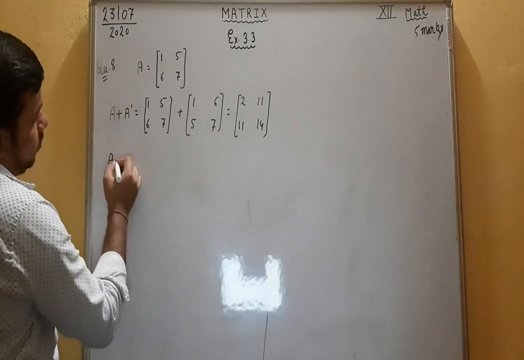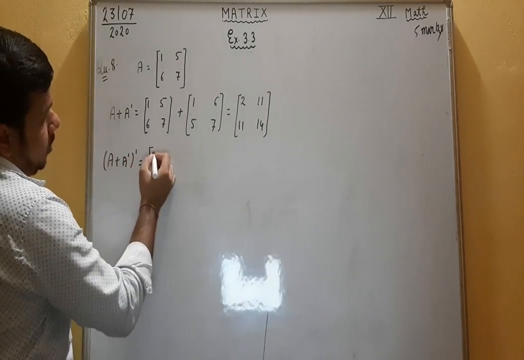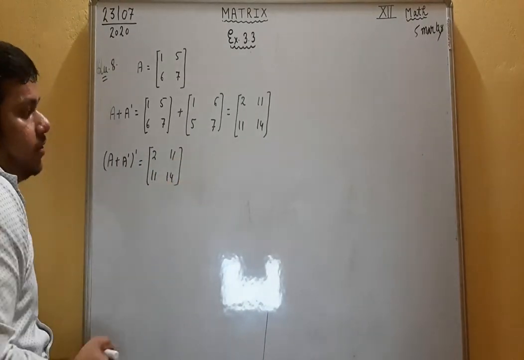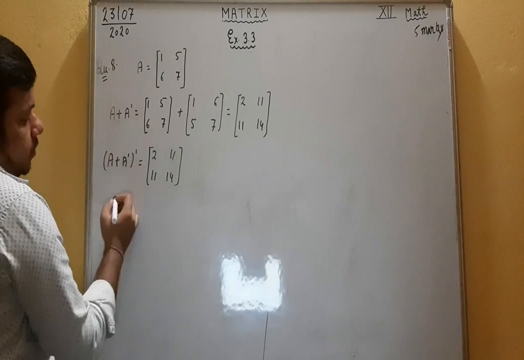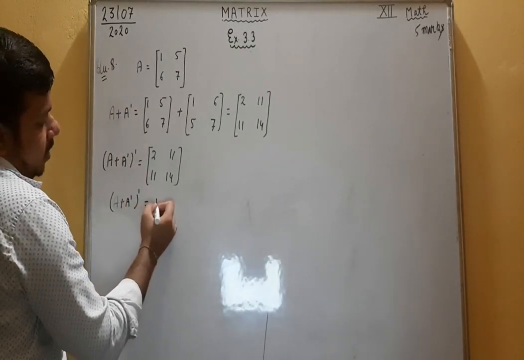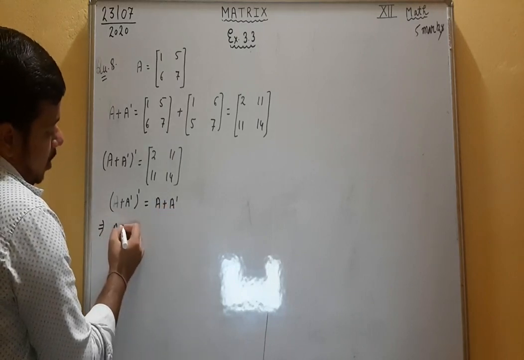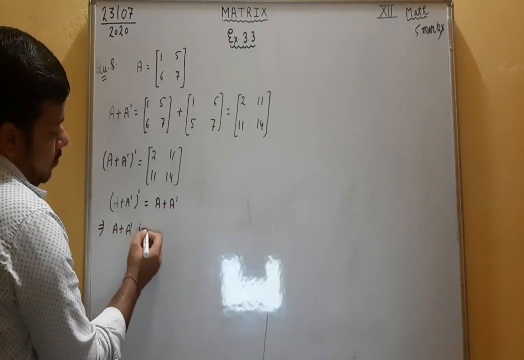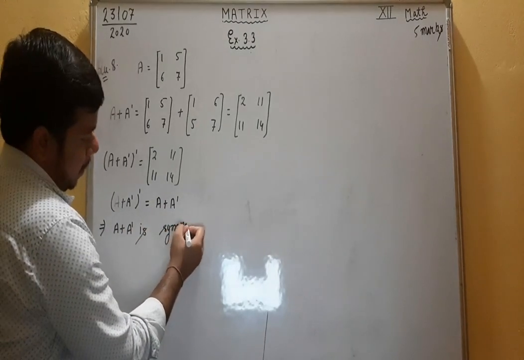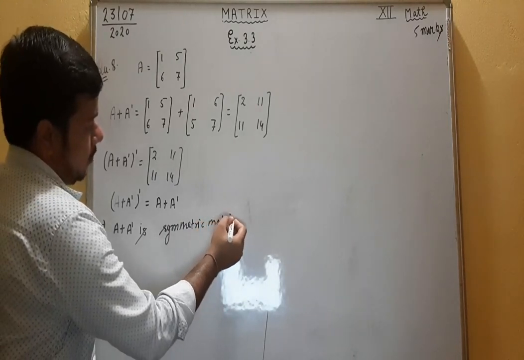Let us take the transpose of this. A plus A dash, dash. First row is 2, 11. Second row is 11, 14. Right? So transpose of A plus A dash is equal to A plus A dash. This implies that A plus A dash is a symmetric matrix by the definition of symmetry.